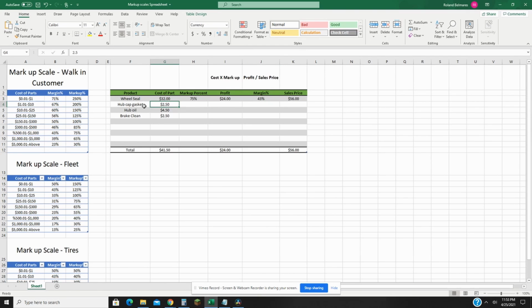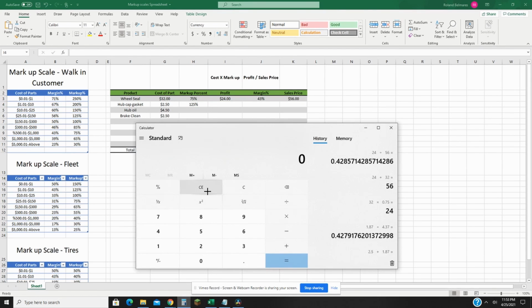So now your hubcap gasket, $2.50. Well, it falls in the range of between $1 and $10. And the markup on that is 125%. So we're going to mark this bad boy up 125%. In order to do that, we go back to our handy dandy calculator and we say we paid $2.50 for this, but we're going to multiply it by 1.25, which is going to be $3.12 on top of what we paid for it.